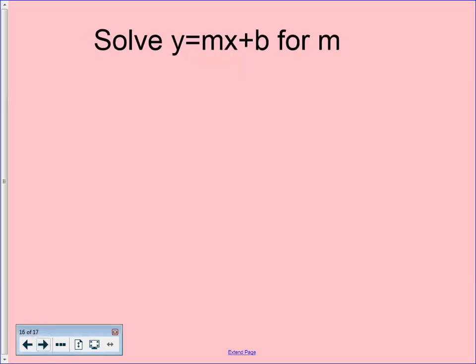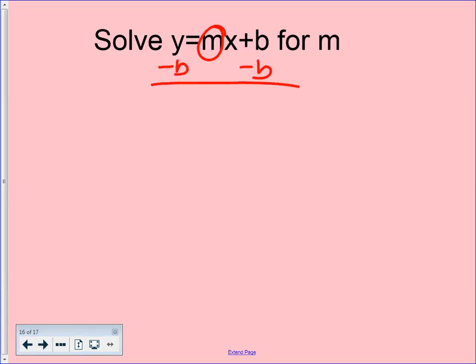All right, here's a review of one with all letters, no numbers on it. Solve for M. Pause the video, see if you can do it. All right, so if I'm solving for M, just like what I've done in the past, I'm going to circle the letter I want to solve for. I don't want to move this MX. I want to get rid of this B over to the other side. So I'm going to subtract B.